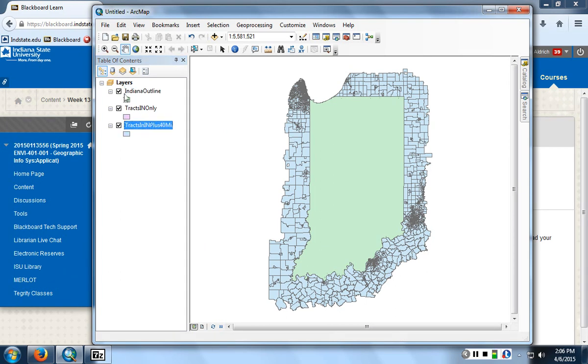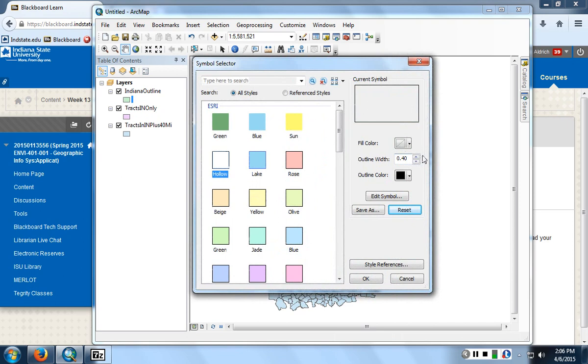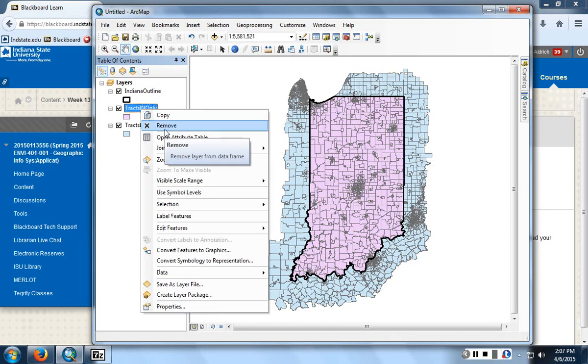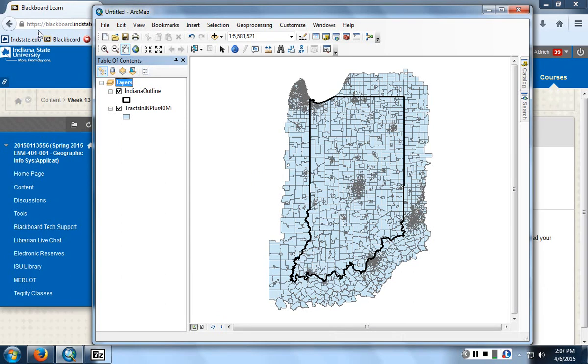Indiana outline is just an outline of the state of Indiana. If I make that hollow, you'll see it just outlines the border of the state. The next one down is tracts Indiana only. I included that for visualization purposes if you wanted to use it, but we're not going to use that today. It's up to you. You could use it creatively, cartographically, to do this assignment. And then the other one is census tracts in Indiana plus census tracts that are within 40 miles of the boundary of Indiana.